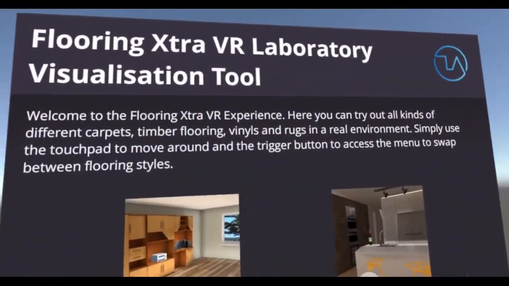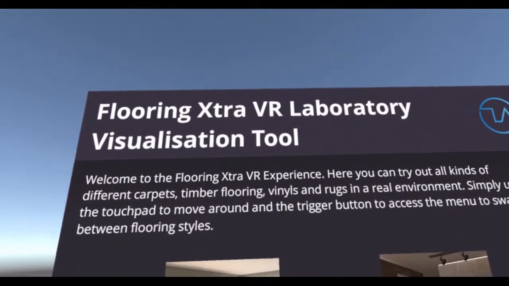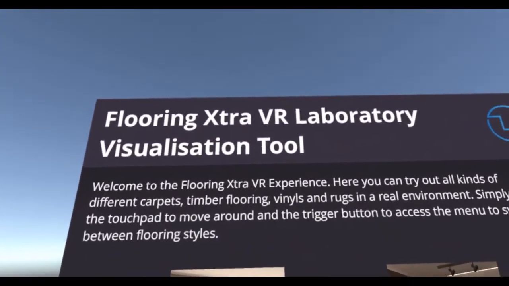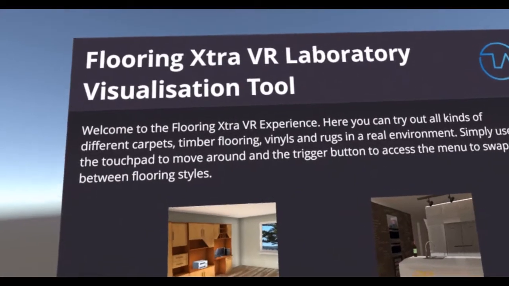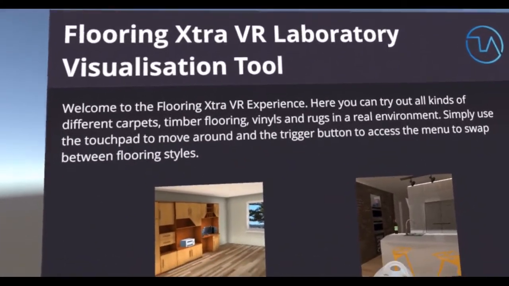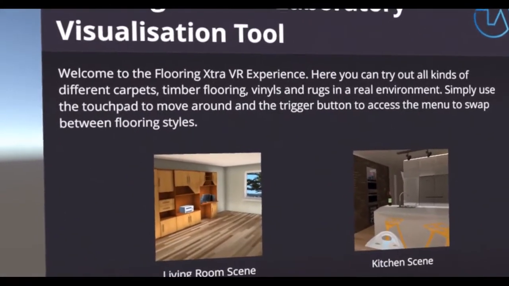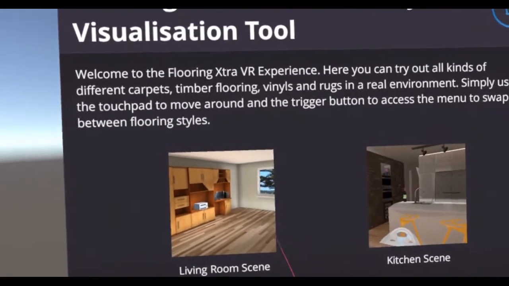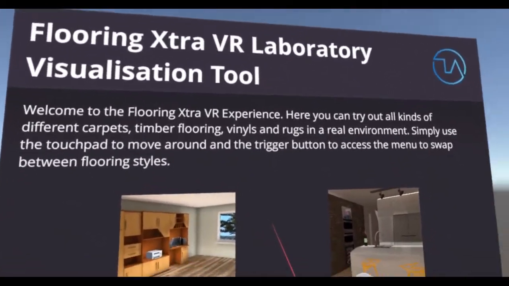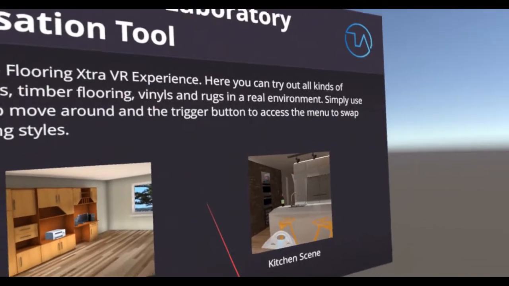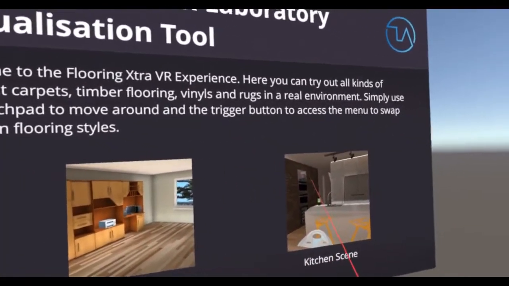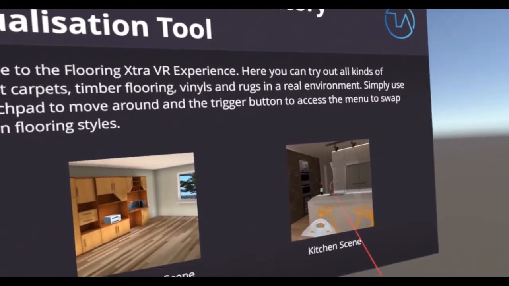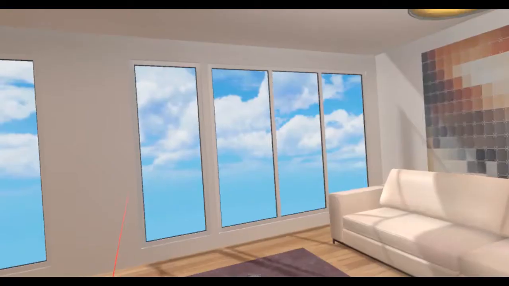In this virtual reality demonstration, we created a visualization tool for the company Flooring Xtra here in Australia. Flooring Xtra sells lots of different kinds of flooring, but it's very difficult to see what it looks like in different situations when you're just at the showroom. So the idea was to do a VR situation where you could select the room you want to be in and then really get to encounter the floorings. Let's have a look at the kitchen scene.